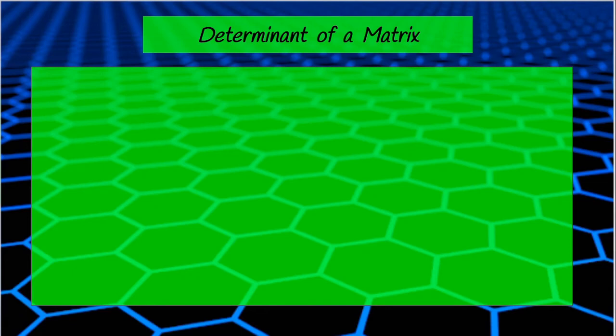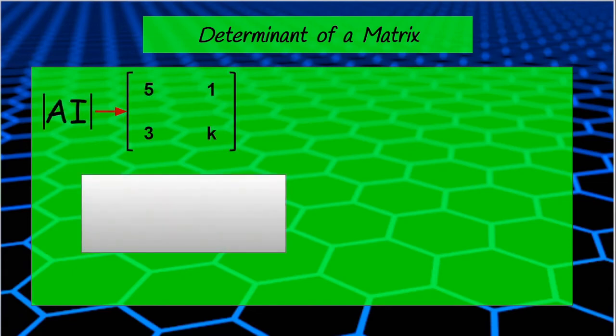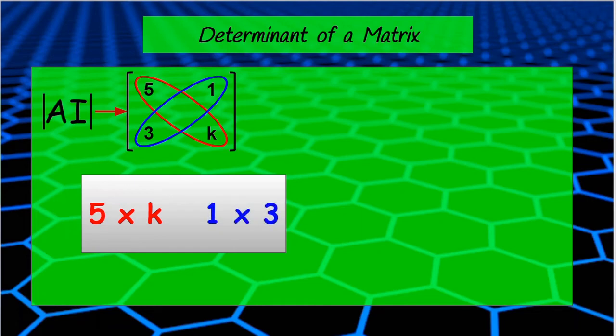Now let's use this to find the determinant of AI. So for the determinant of AI, we multiply the first diagonal from top left to bottom right, which is 5 times K. Then we place here. Then we multiply the second diagonal from top right to bottom left, which is 1 times 3. Then we place here. When we subtract this, we should have 5K minus 3 as our determinant. Now, normally the determinant should have been a single value, but we have an unknown K attached here. That is why it is expressed in this form.